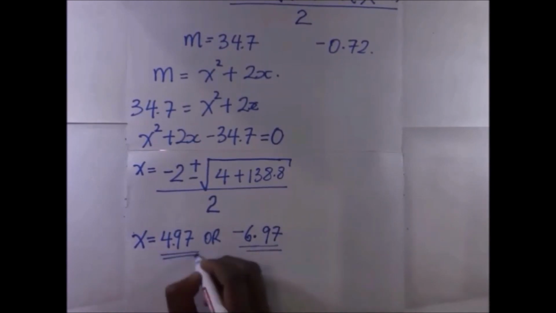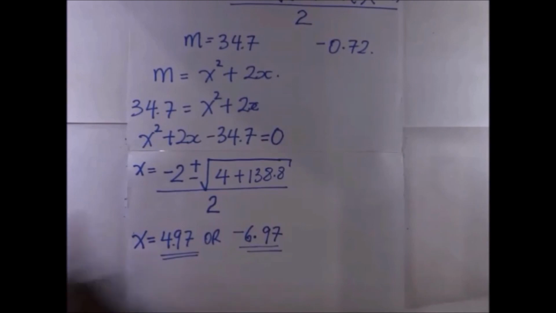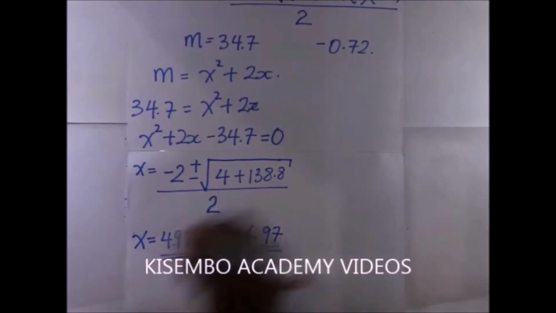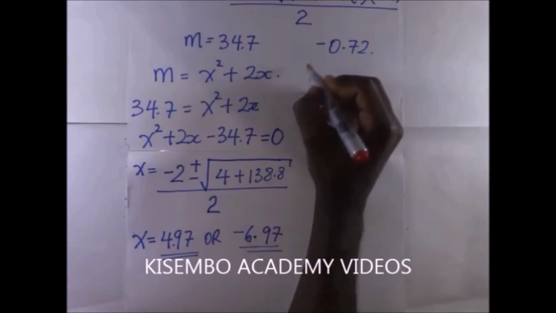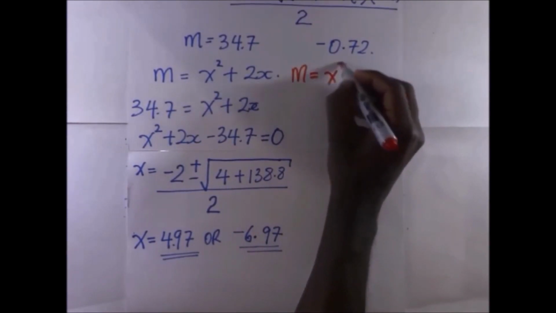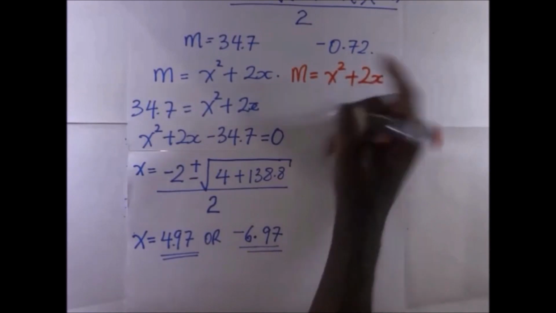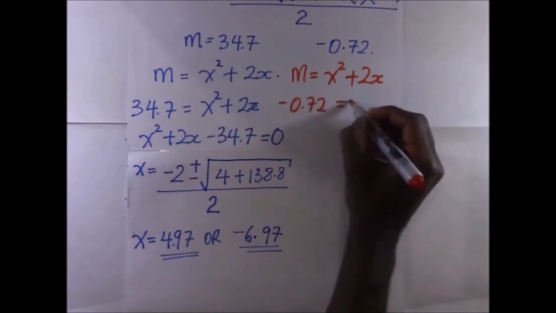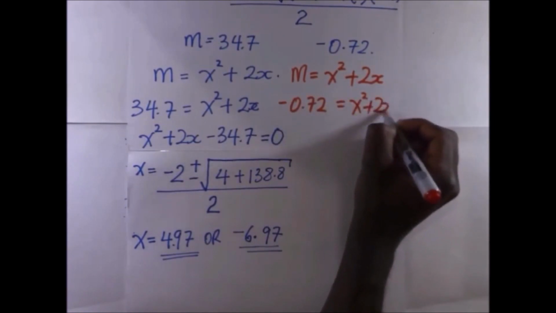So those are the values of x for when m is 34.7. Now what if m is negative 0.72? What are our values of x? So now when m is that, it means that our value of m will be equal to x squared plus 2x. So it's going to be negative 0.72. It's going to give us x squared plus 2x.